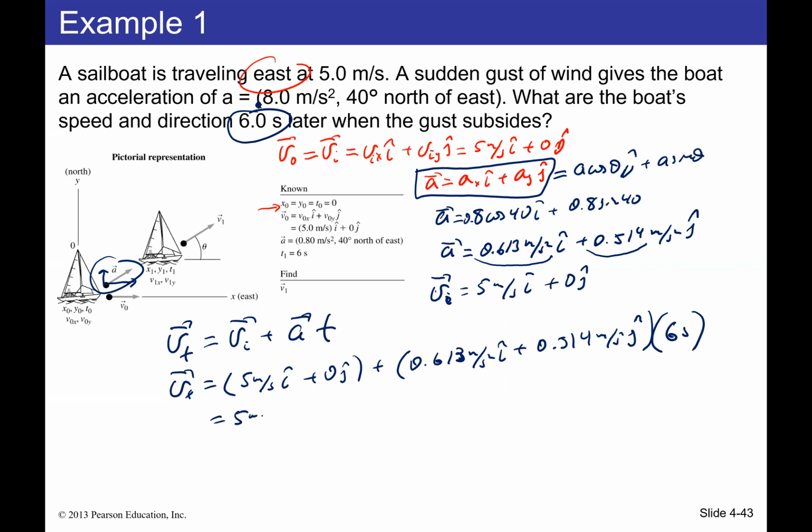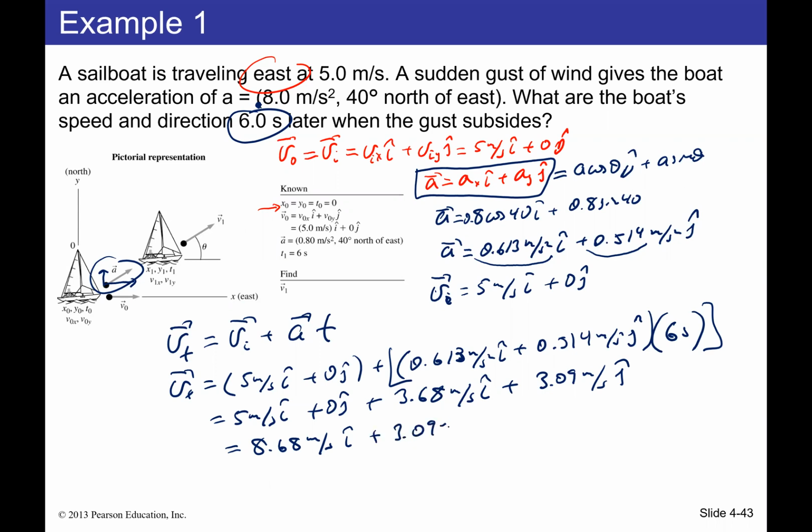Then I calculate this to be 5 meters per second i hat plus 0 j hat, then plus, distributing the 6 seconds, 6 seconds times 0.613, which I can calculate together. What I get here is 3.68 meters per second, because seconds times meters per second squared, the units cancel out one of the seconds, then plus 3.09 meters per second j hat. That is what's in the parentheses. Then I can combine the i hat terms and j hat terms, which gives me 8.68 meters per second i hat plus 3.09 meters per second j hat. So this is my v final in terms of its components.